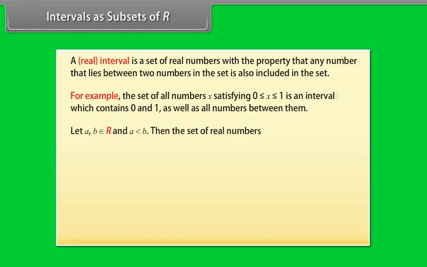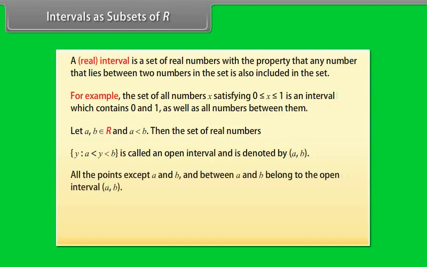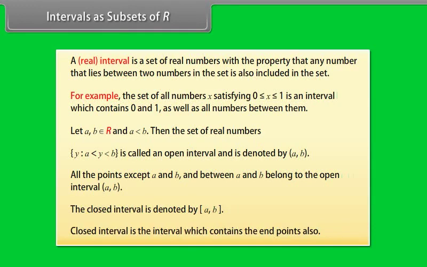Let A, B belong to R and A less than B. Then the set of real numbers y such that A is less than y is less than B, is called an open interval and is denoted by (A, B). All the points except A and B and between A and B belong to the open interval. The closed interval is denoted by this symbol. Closed interval is the interval which contains the endpoints also.